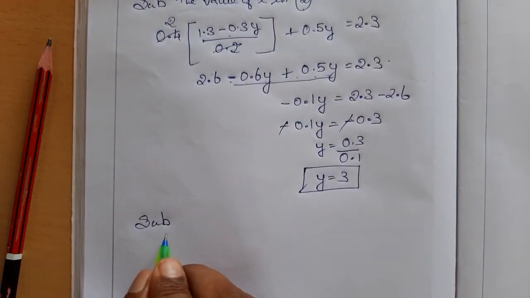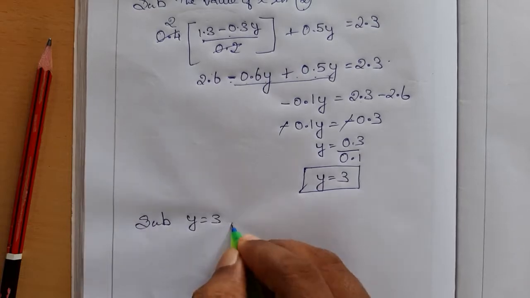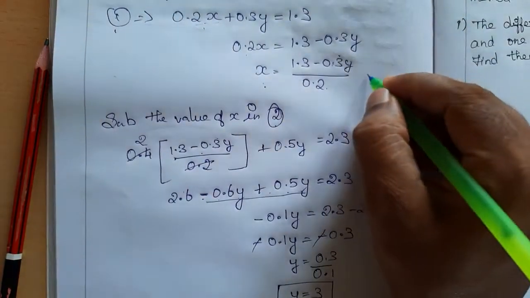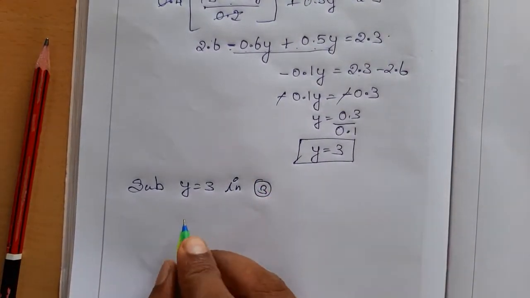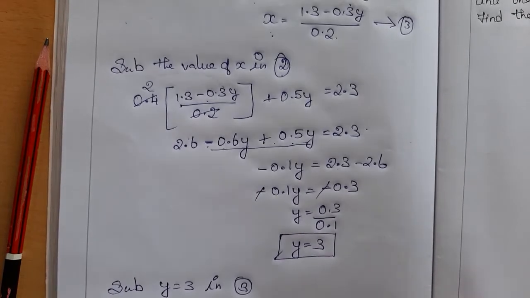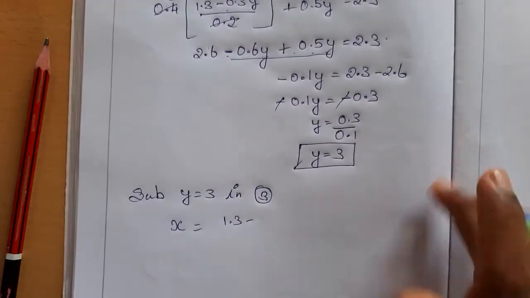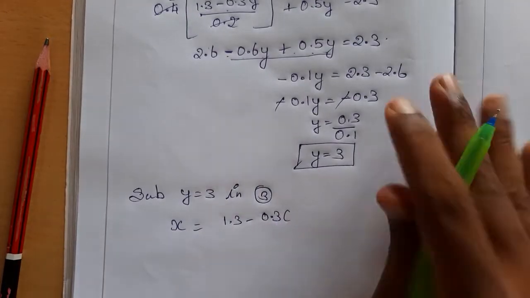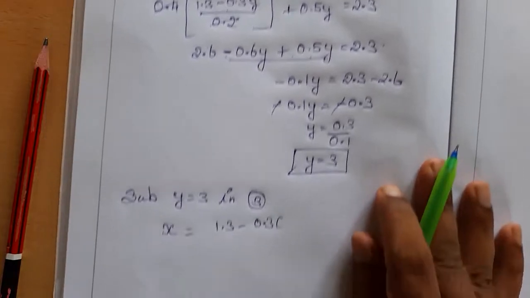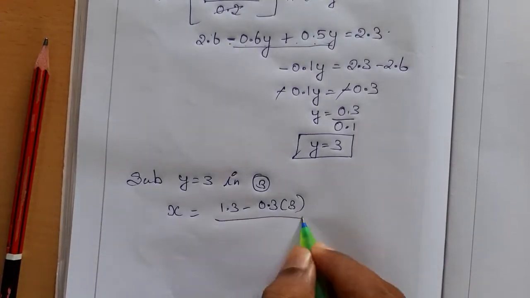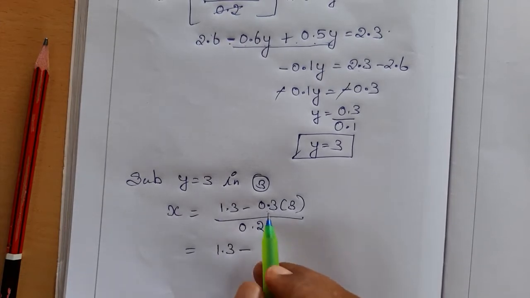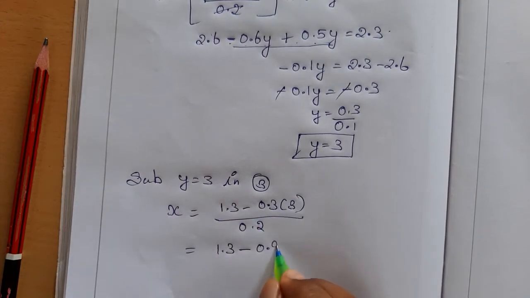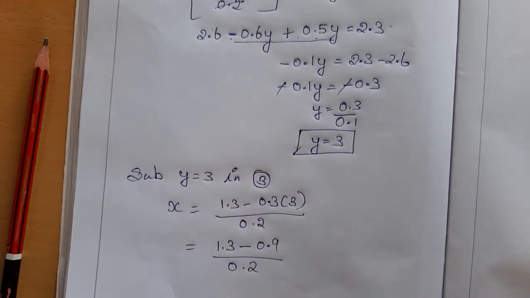So substitute y is equal to 3 in, let me call it equation 3. So equation 3 is x is equal to 1.3 minus 0.3, instead of the y place, substitute 3, into 3, divided by 0.2. So 1.3 minus 0.3 into 3 is 0.9, divided by 0.2.